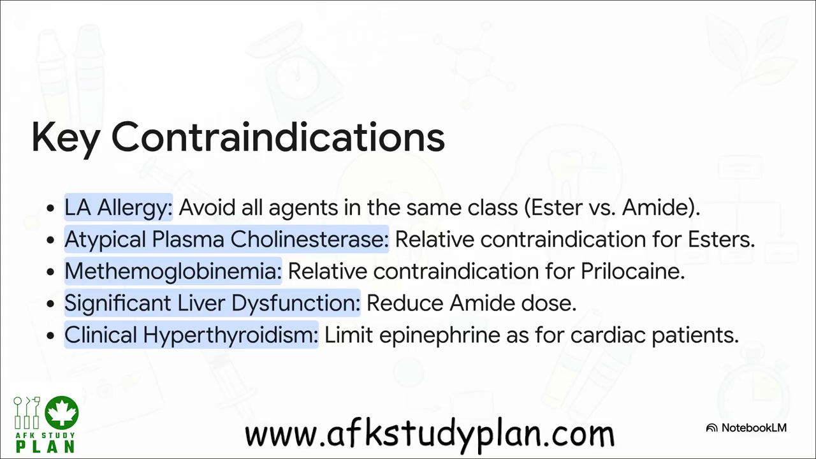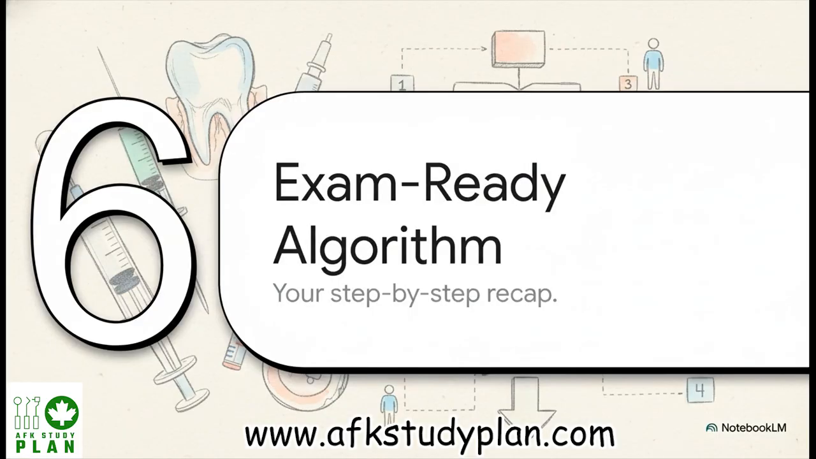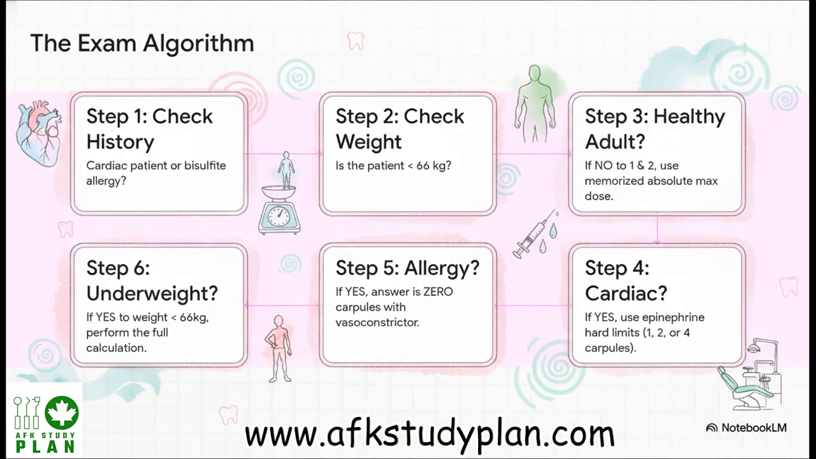Limit that epinephrine. Okay, let's pull all of this together into one final, simple algorithm. Think of this as your mental checklist, your game plan for the second you see one of these questions on exam day. Here's how it works. Step 1, look at the medical history. Is it a cardiac patient or a bisulfite allergy? If it's a cardiac patient, bam, you jump to step 4 and use your memorized epi limits. If it's the allergy, bam, step 5. The answer is 0. If the medical history is clear, go to step 2.